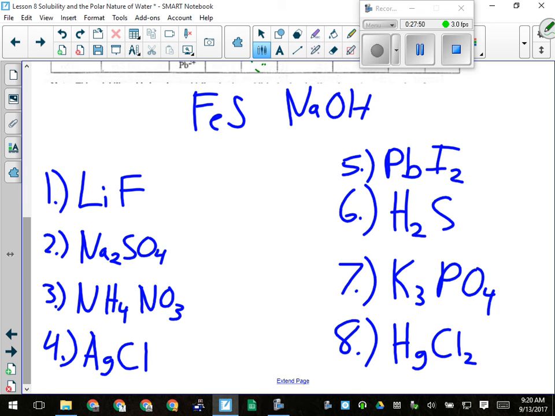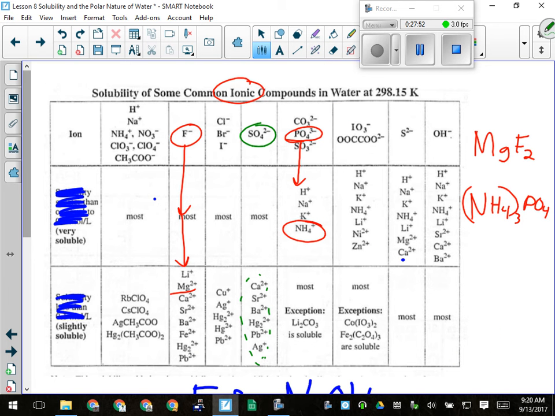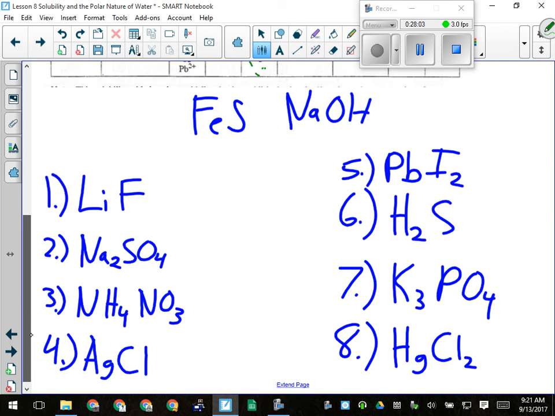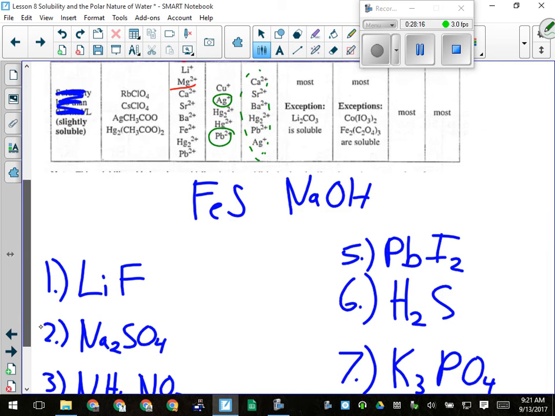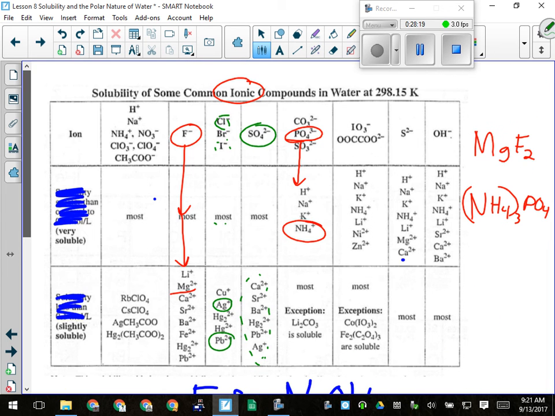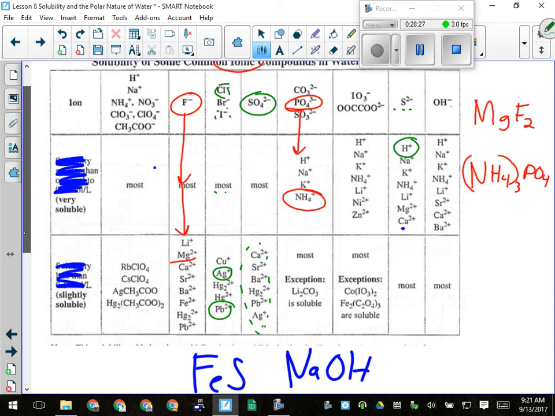All right, silver chloride. So chlorine is right here. It says it's soluble with most things, but I see that silver is listed there in the second row, so silver chloride is not soluble. Okay, lead 2 iodide. Iodine is in that same column with chlorine and bromine. It says it's soluble with most things, but I can see that lead 2 plus is listed there, so it's not soluble. Okay, hydrogen sulfide. I see sulfide here near the end, and H is listed there in the first row, so that stuff is soluble.